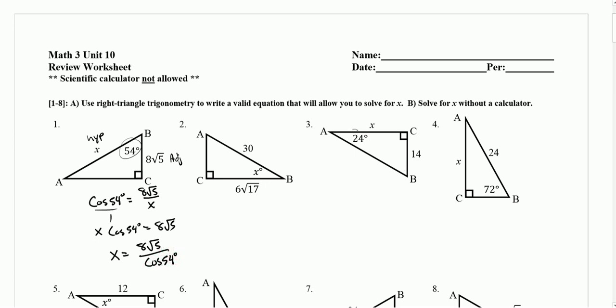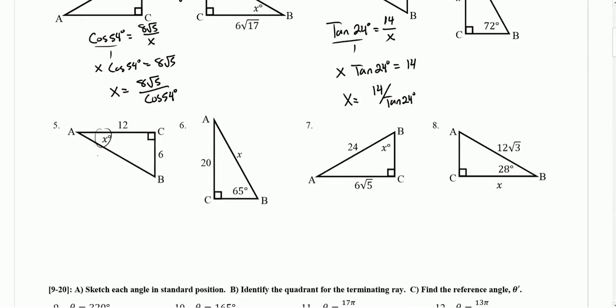Number 3, our reference angle is 24, so 14 is the opposite side, and x would be your adjacent side. So I'm going to use the tangent of 24 degrees is opposite, 14 over x, which is the adjacent. Cross multiply here, and you get x times the tangent 24 is equal to 14 times 1. Divide by tangent, and you get x is 14 divided by the tangent of 24 degrees.